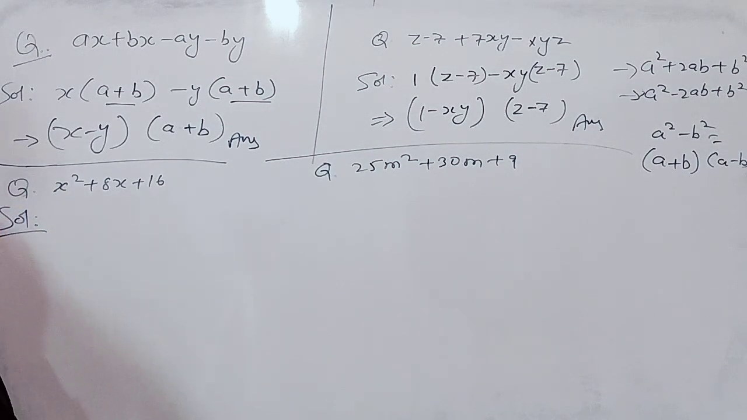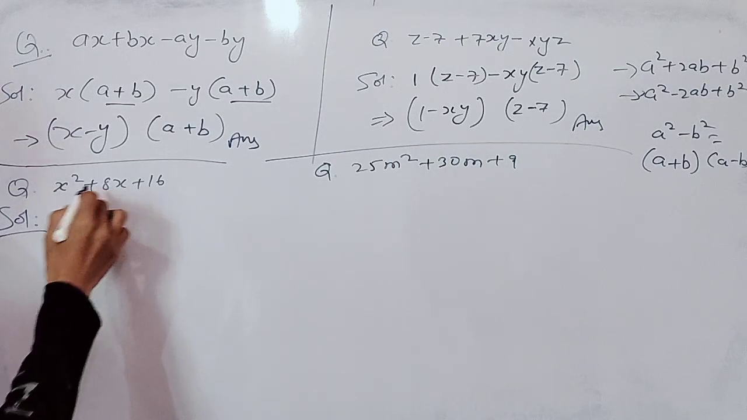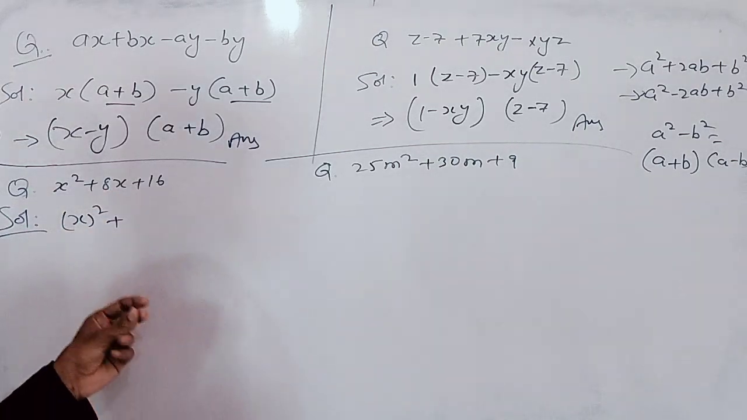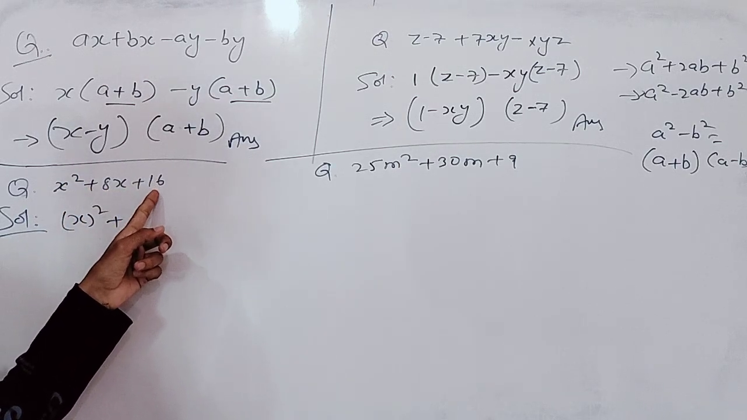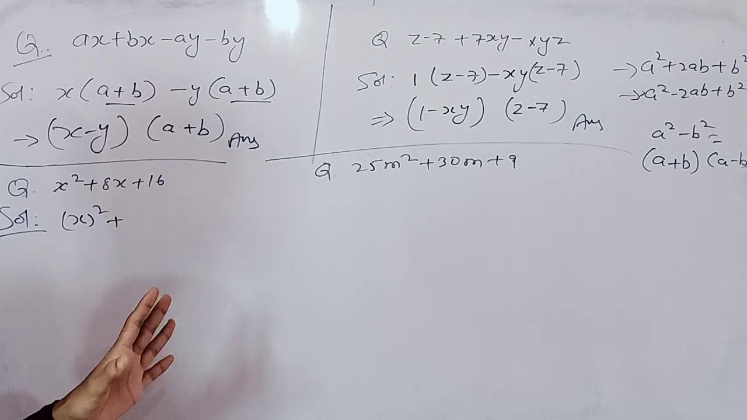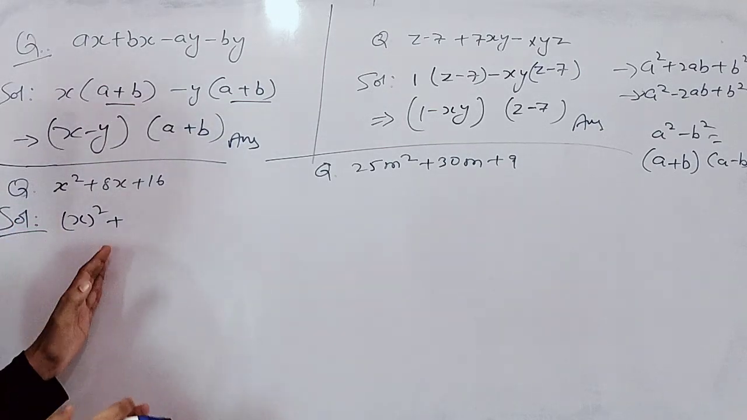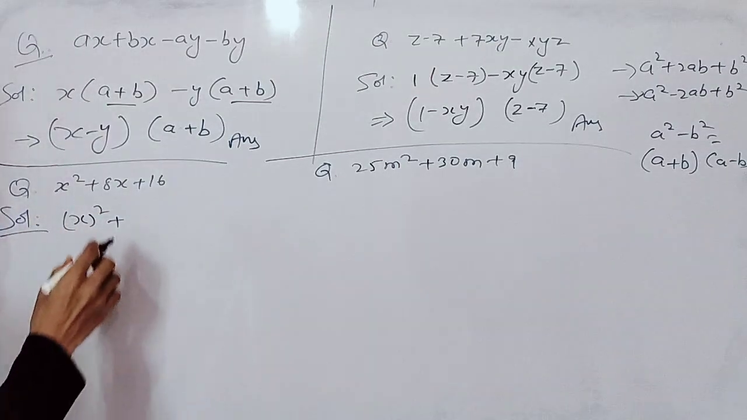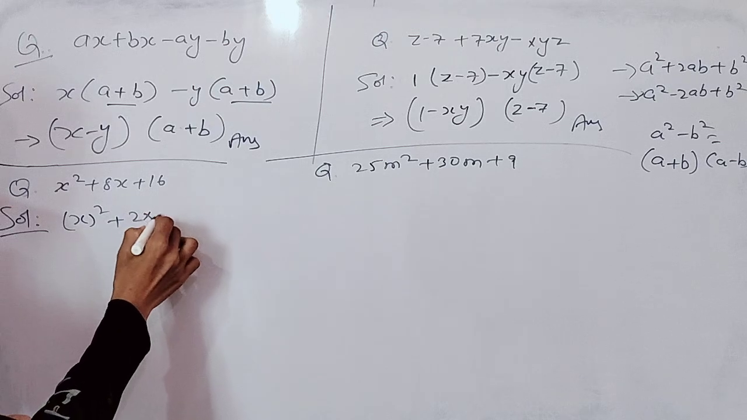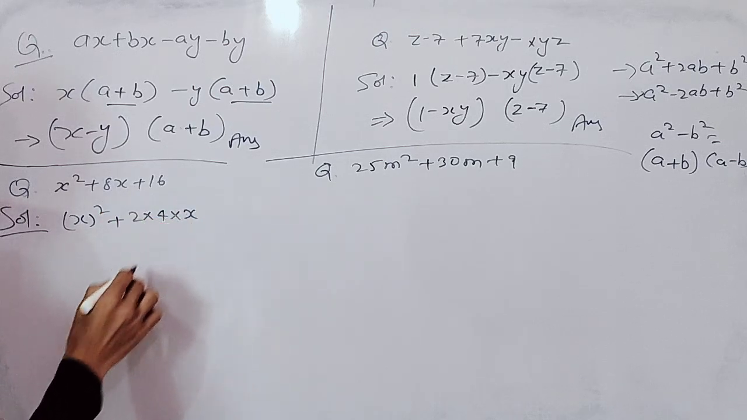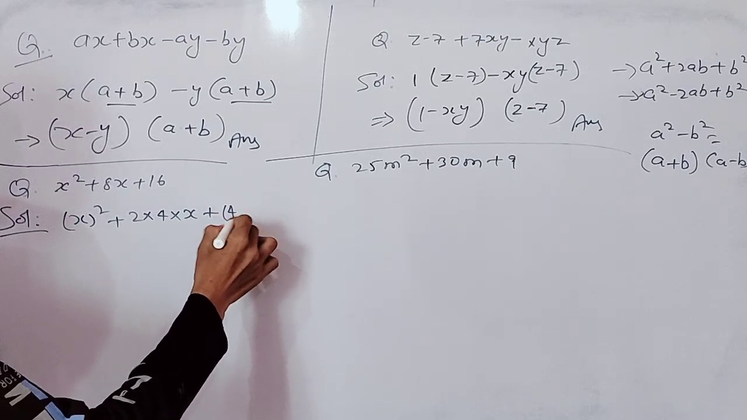Now x square, we can write it as x square plus 2 times, here we can say a square plus 2ab plus b square. It is a perfect square of a number. That's why we are confirmed that algebraic identities can be applied in this question. 2 multiplied by 4 gives us 8, 4 and x, plus, it is a perfect square of 4, that is 16.